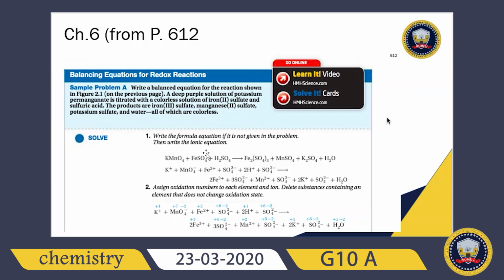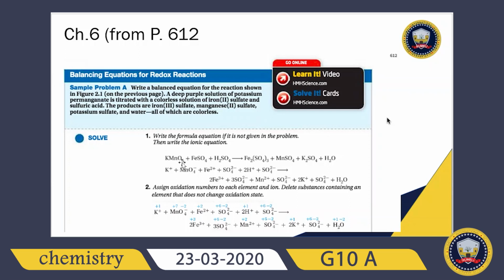As I told you before, step 1, write the formula equation, and don't worry, I will give you the formula. So write the formula equation. If it is not given in the problem, then write the ionic equation. So after we write the equation, we write what? The ionic equation. You see?